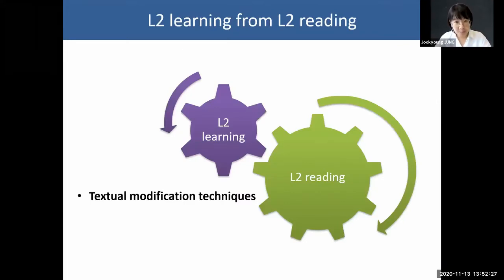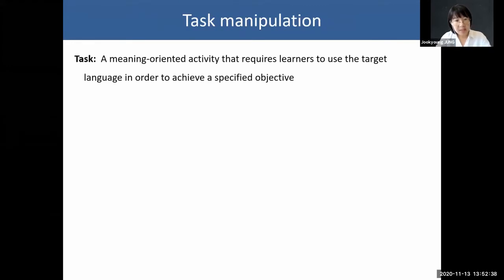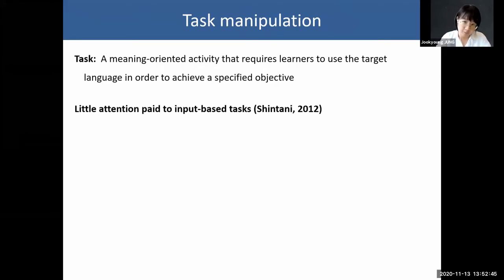And what I'm proposing here is that we also need to consider the impact of reading task manipulation. So what is a task? A task is a meaning-oriented activity that requires learners to use a target language in order to achieve a specified objective. And unfortunately, little attention has been paid to input-based tasks that require learners to process some task input in the form of listening or reading, and then respond to the task input in the form of speaking or writing.